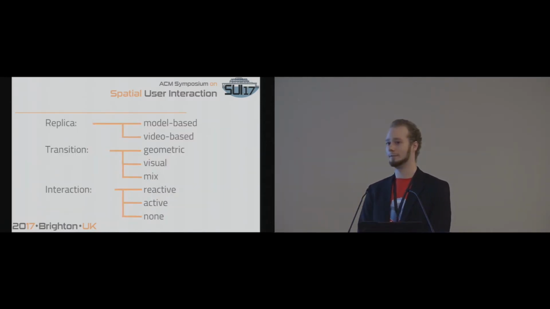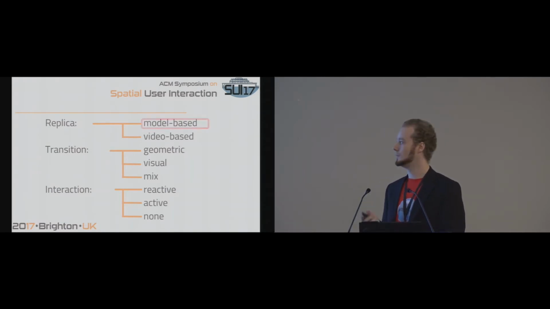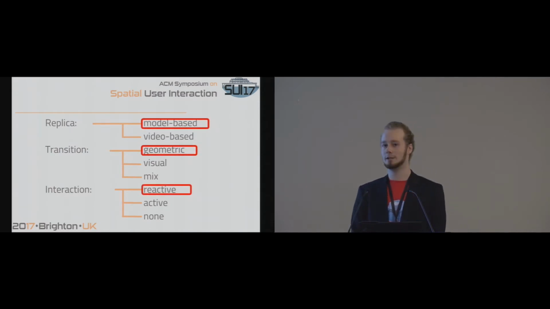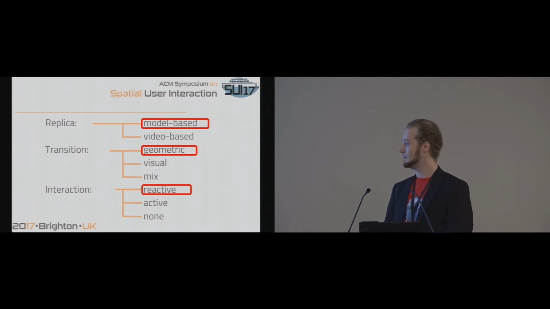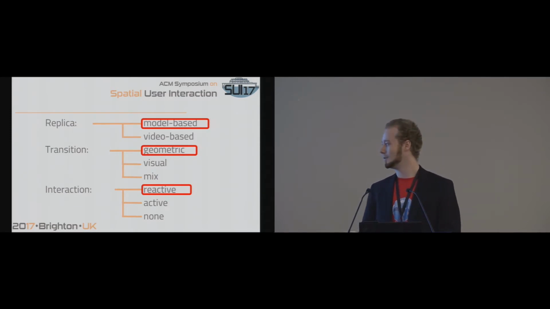So as we can see, we have many different points we could focus on by building a smooth immersion. And in our experiment, we chose to use a model-based replica. We exchange the objects in a geometric way and use the reactive kind of transition. How exactly this will be done will be shown in a following video.